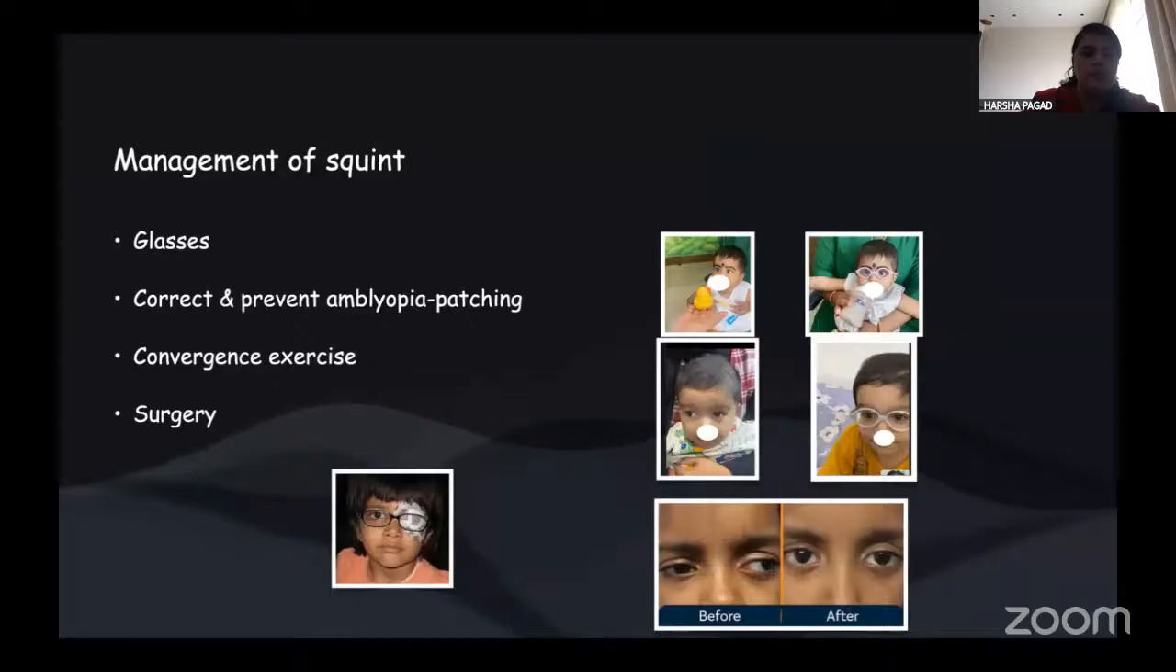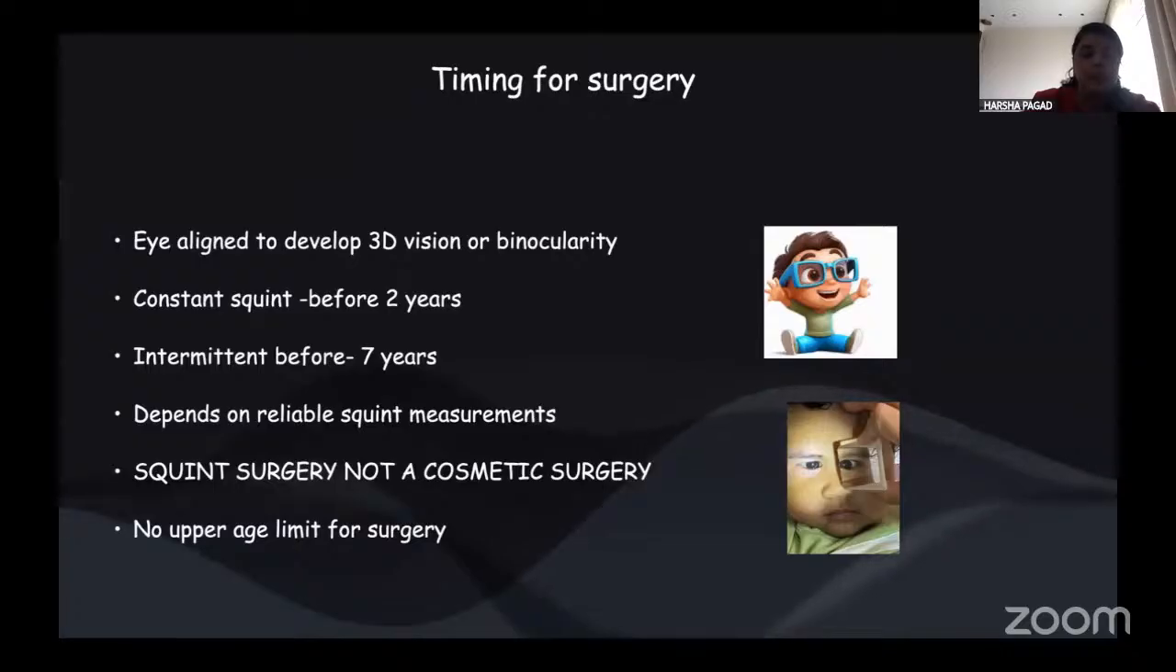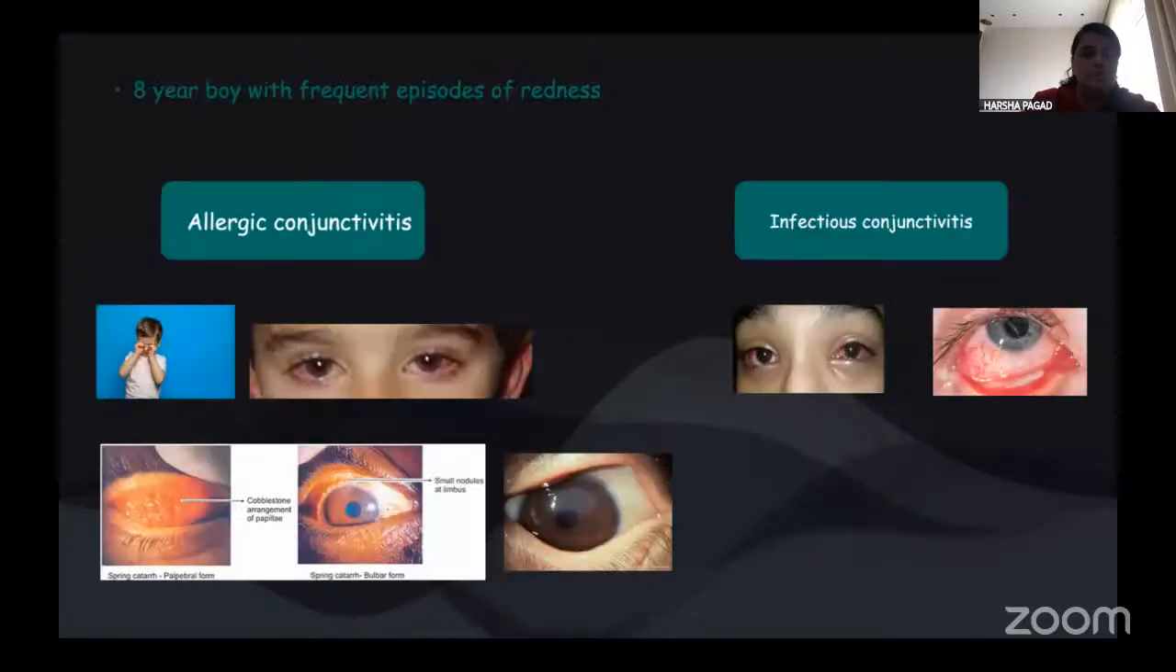So management of squint, as I said, is correction of refractive error, patching, convergence exercise, and then surgery. It's very important to understand it's not a cosmetic surgery. Eyes are aligned just to develop binocularity. If there is a constant squint, we need to operate irrespective of the age. Intermittent squint can be assessed, and as and when binocularity is threatened, we operate. There is no upper age limit for surgery, and squint surgery is for restoration of binocular vision, and it is not a cosmetic surgery.